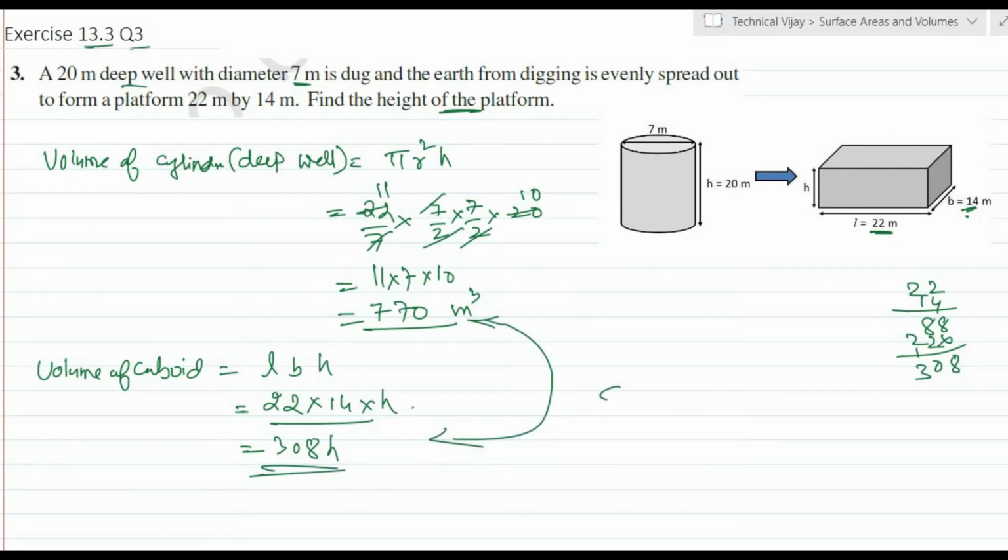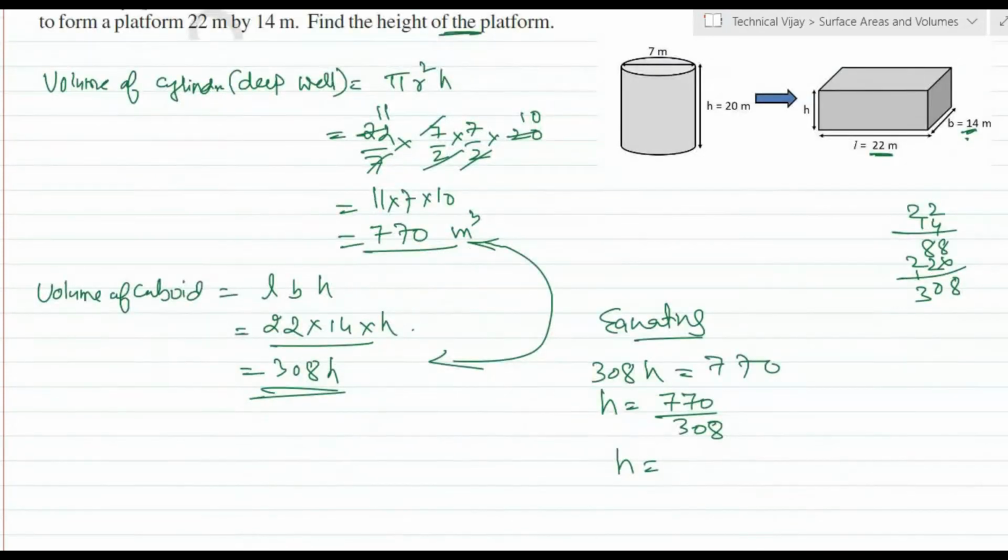So now equating, 308 H is equal to 770. So H is equal to 770 divided by 308, which is equal to 2.5 meter. So the platform height will be 2.5 meter. Okay, we'll go for the next.